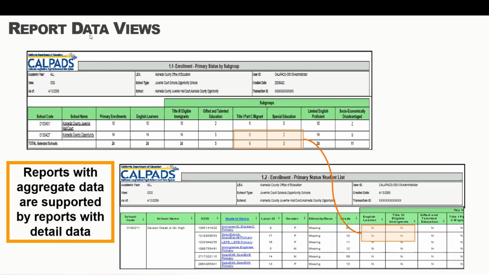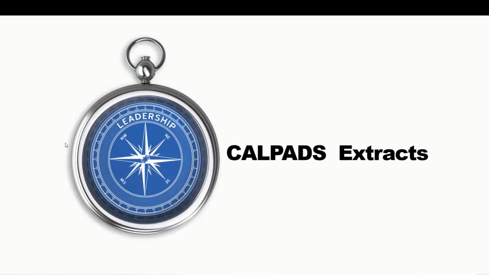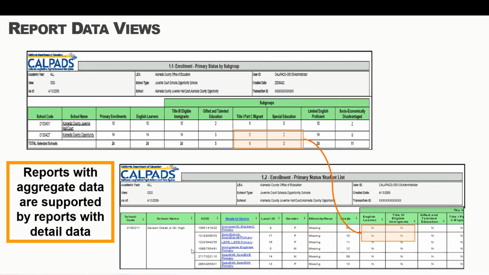When you click on this, it's going to bring you to the actual aggregate level of data, where it breaks it down to just the student, the actual student level, like that. So that's basically the reports.